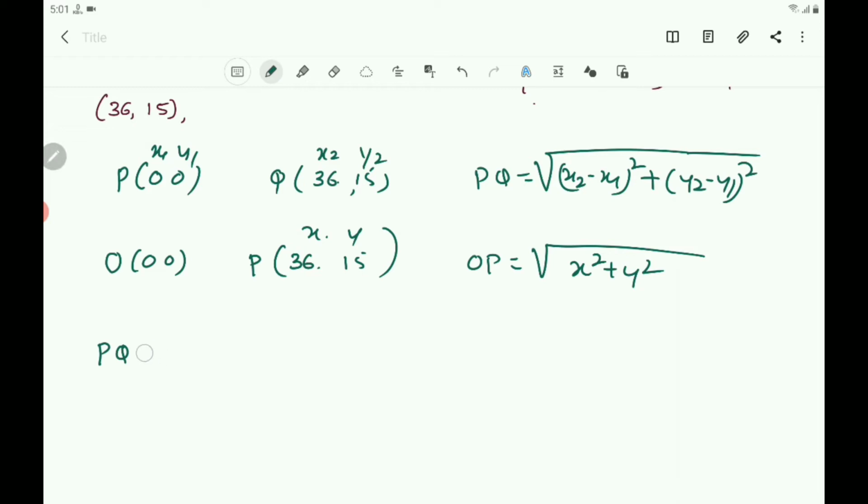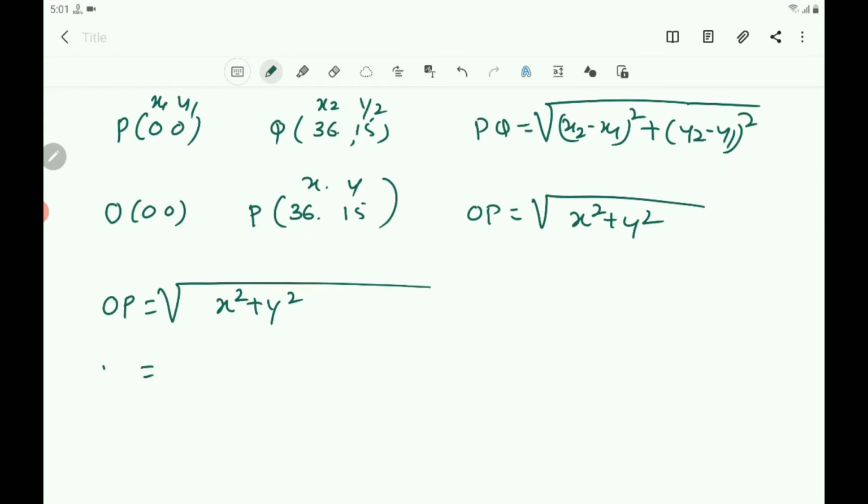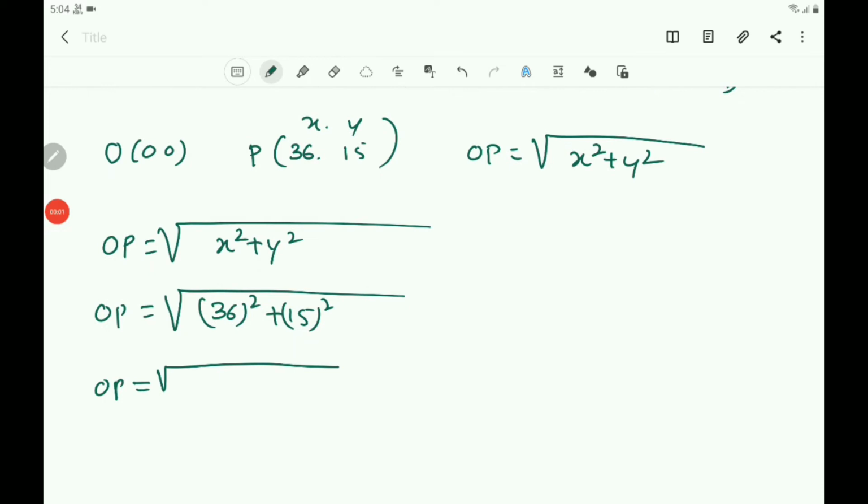So now let us write OP. OP equals whole root x square plus y square, equals whole root 36 whole square plus 15 whole square. X is 36, y is 15. OP equals whole root 36 square is 36 into 36, that is 1296, plus 15 square, 15 into 15, 225.